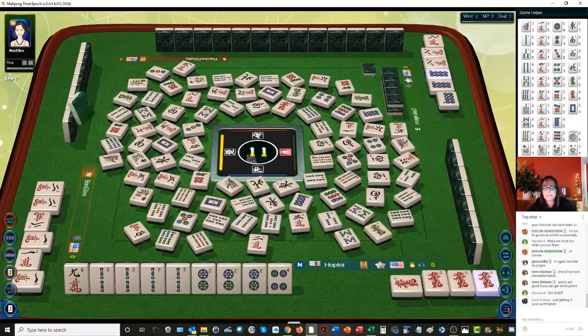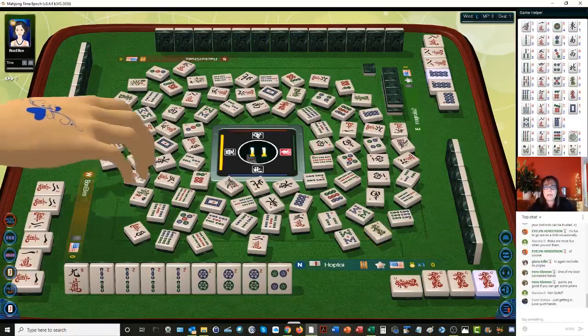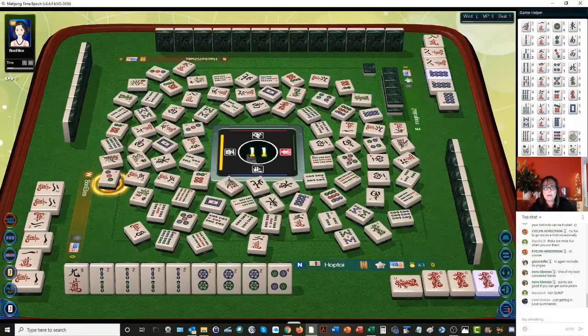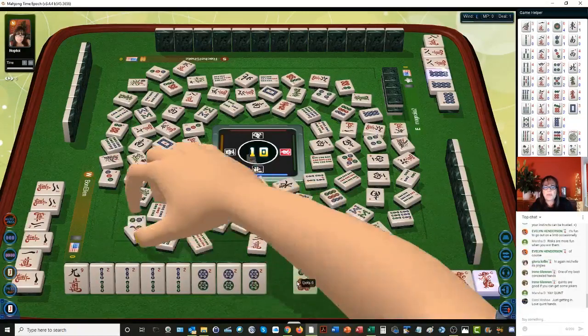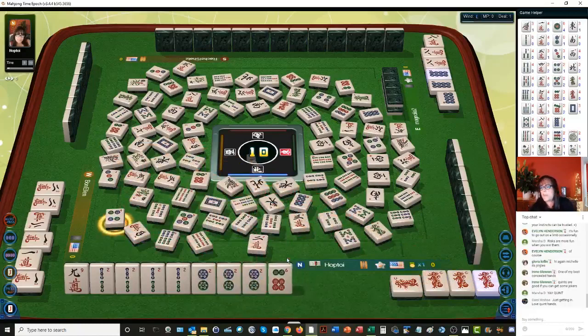Green dragon. 3 dots. There's another hesitation on that 3. Okay, 6. There's 3 out. There's only 2 4 dots, so I'm going to throw that. 4 dots.